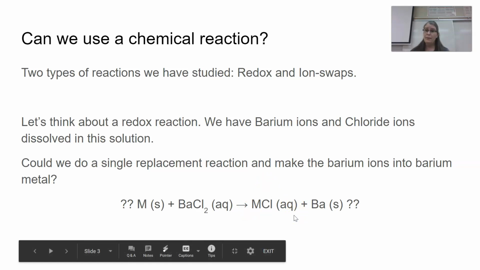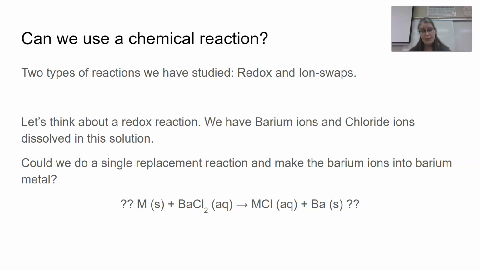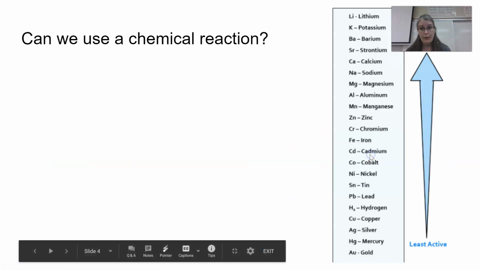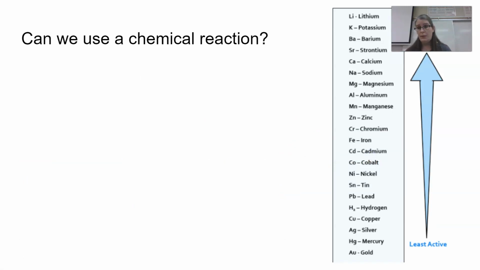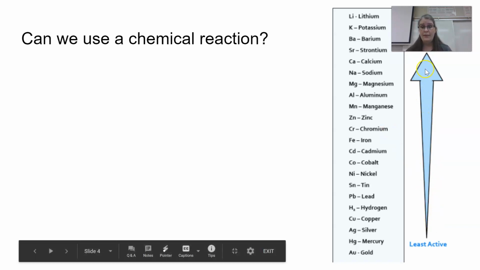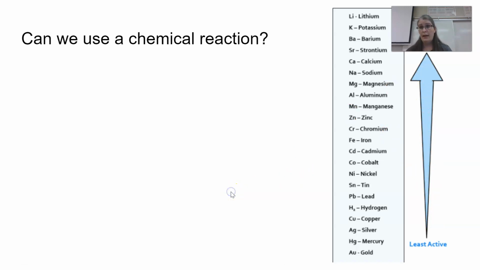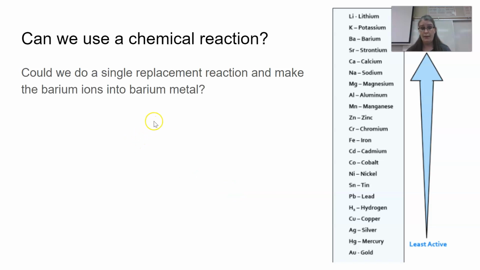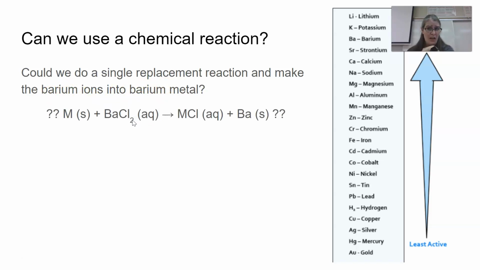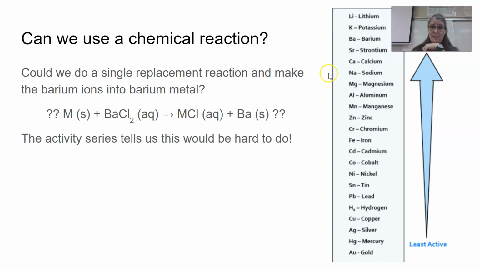Whenever we have a single replacement reaction, though, we look at our activity series to think about how it's going to work. So here is the activity series, just like it is on the back of our table or the JAG-iotic table. And of course, the higher up we are on the activity series, the more active it is. And we need a more active metal to kick the barium ions out and turn them into barium metal. That might be a bit of a problem looking at the activity series here. Barium is the third thing from the very top. It is an extremely active metal.